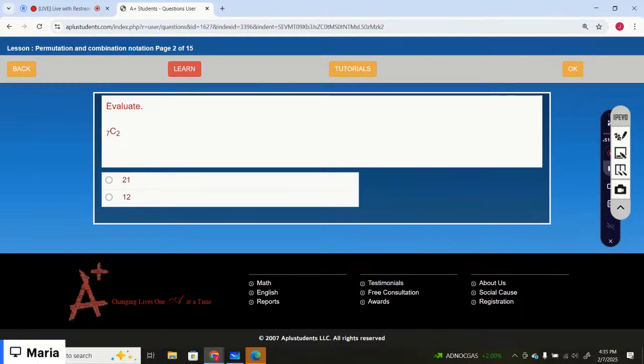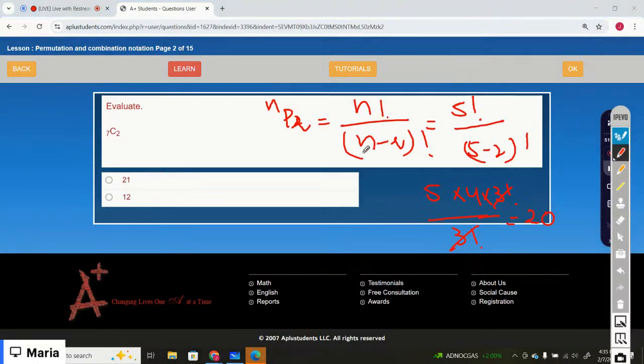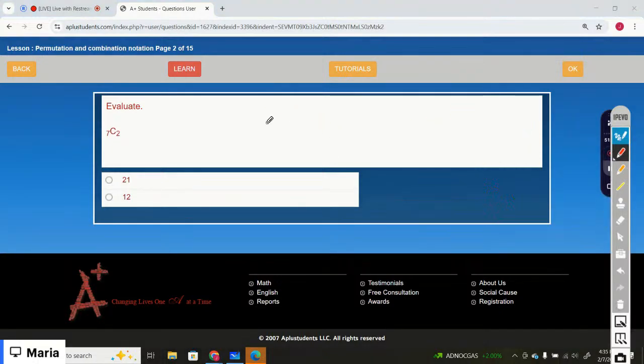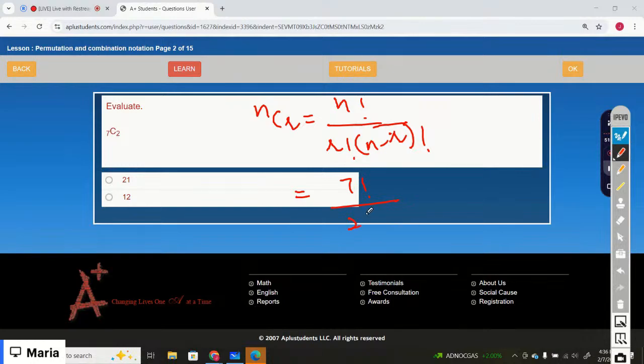Evaluate 7C2. That is n factorial divided by r factorial times n minus r factorial. 7 factorial divided by 2 factorial, 7 minus 2 factorial.